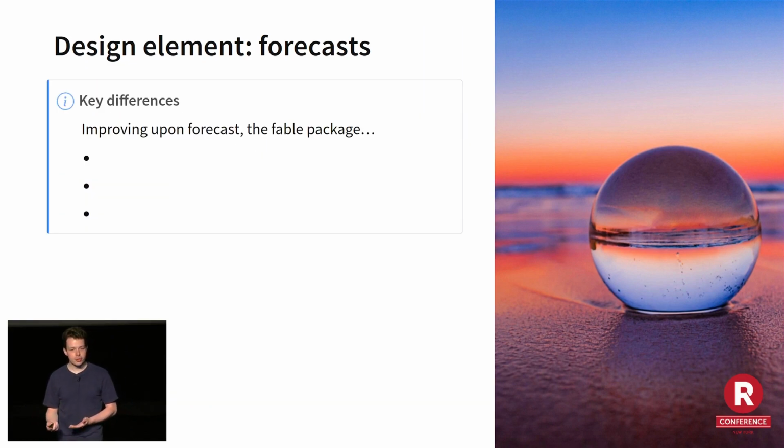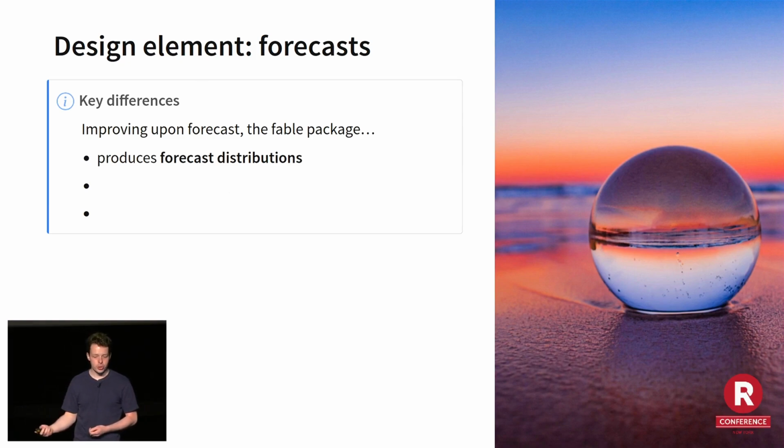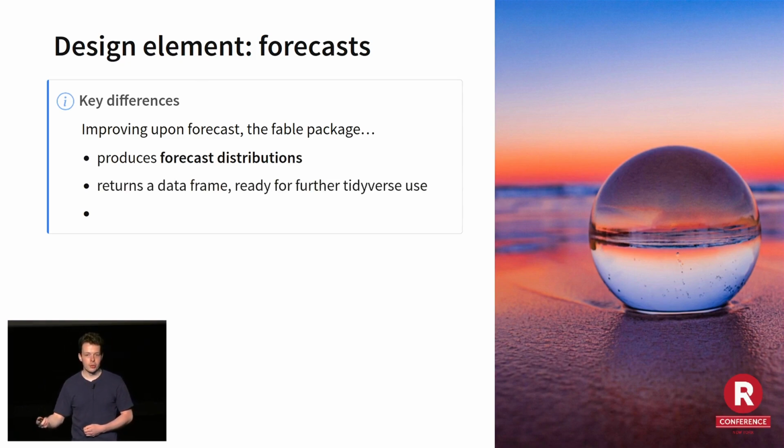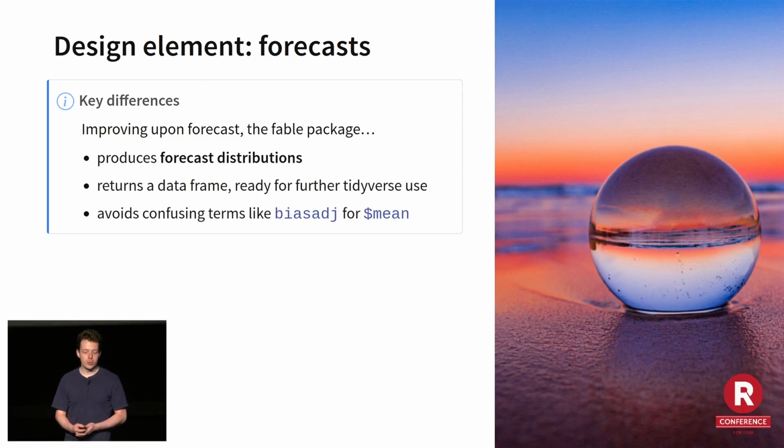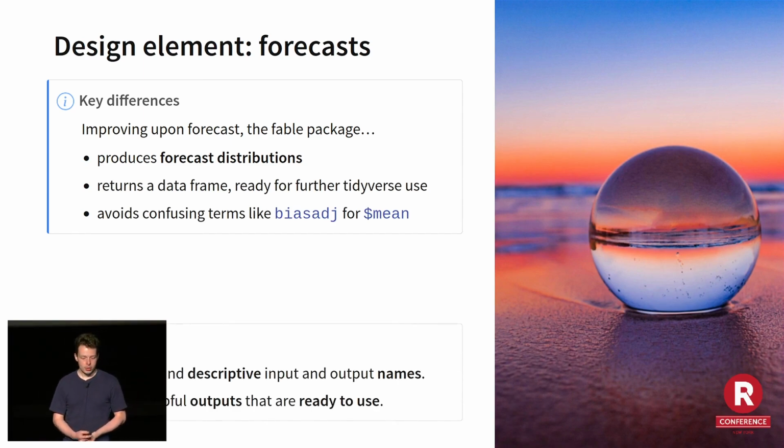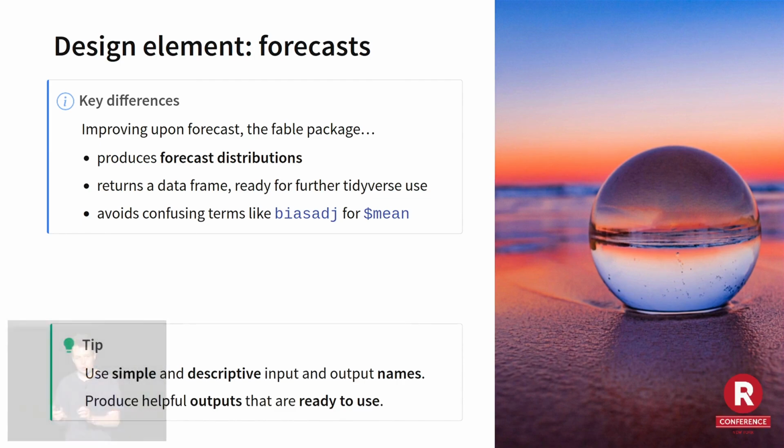So there's some key differences with forecast. It produces distributions, not intervals. It gives you a data frame so you can use the Tidyverse, and it avoids confusing terms like bias adjust. When you see mean, it means the mean. So use simple and descriptive terms. Don't try and shrink like bias.adj, spell it out. And also provide outputs that are ready to use. When you predict from a linear model, you might get the mean and the standard deviation. You can't directly use that. You need to use rnorm or dnorm and so on. The distributions are ready to use.